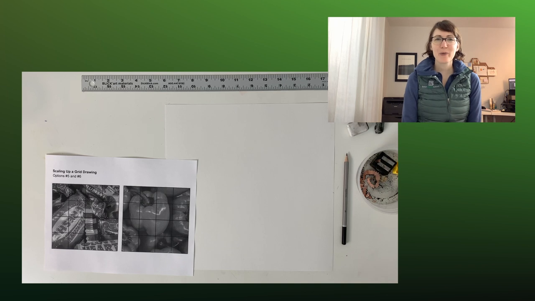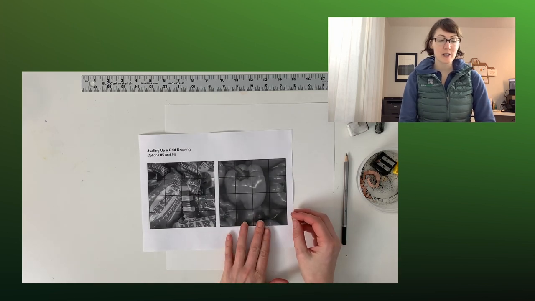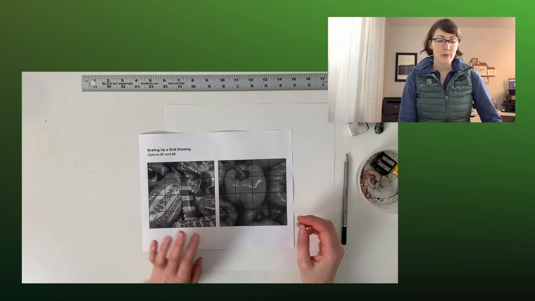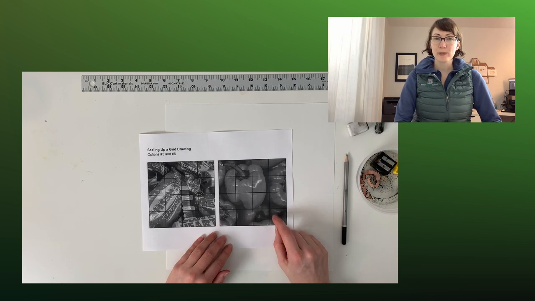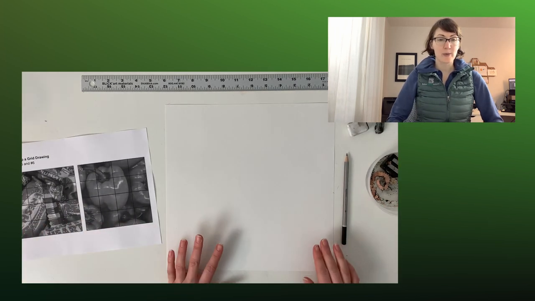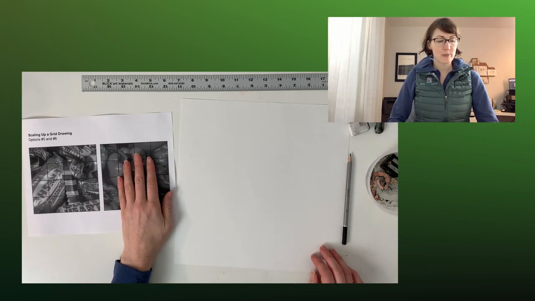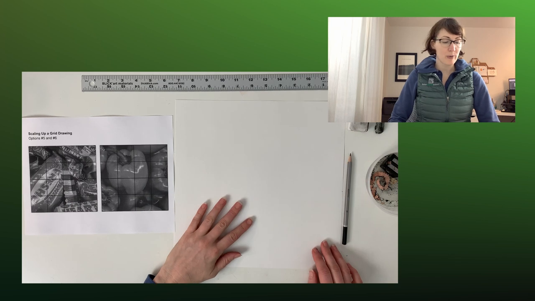Welcome back. We are working on our scaling up a grid drawing. For this assignment, I have one of the image options. There's quite a few to pick from. I went through and found the one that appealed to me, which was these peppers. And then I have my 12 by 12 drawing paper. So we are essentially going to use a grid to scale up the smaller image onto this larger paper.